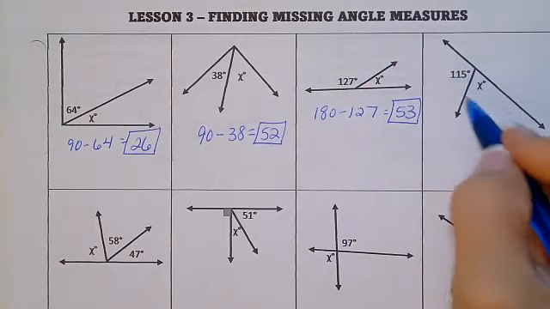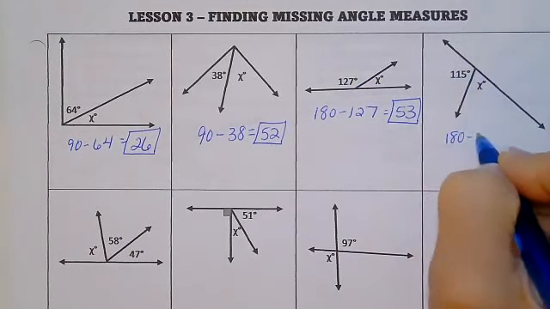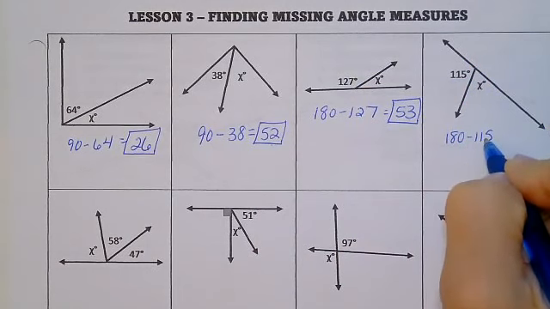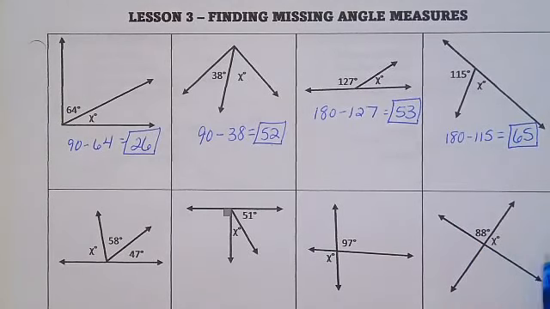These two are supplementary angles. So I'm going to subtract 115 from 180. So x is 65 degrees.